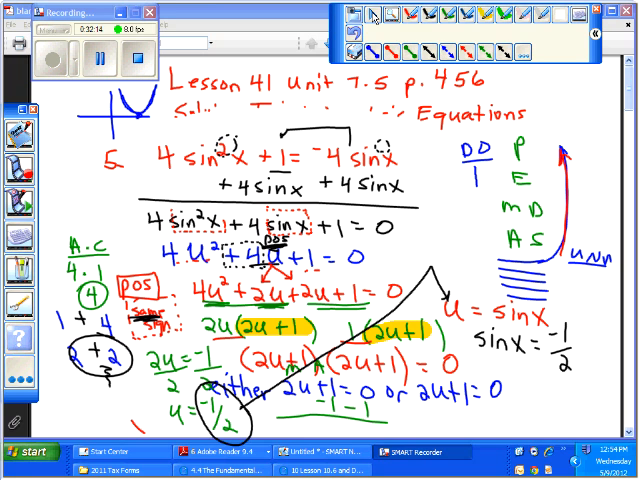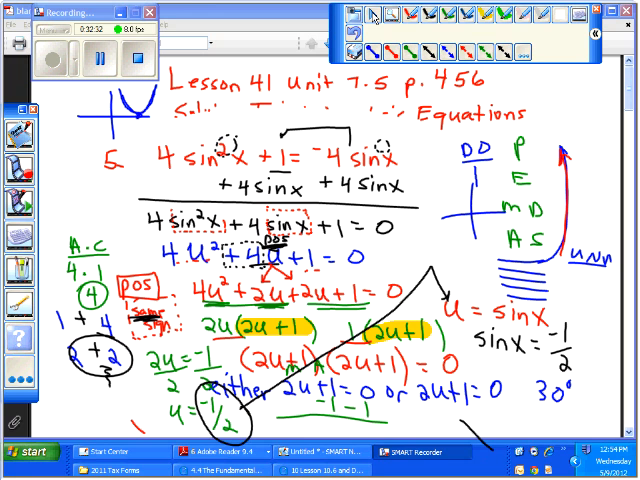Now, it could have been two somethings. These were just identicals, right? So we could have had to do that twice. Sine x equals this one, sine x equals that one. Okay, the sine of what is 1/2? 30 degrees.